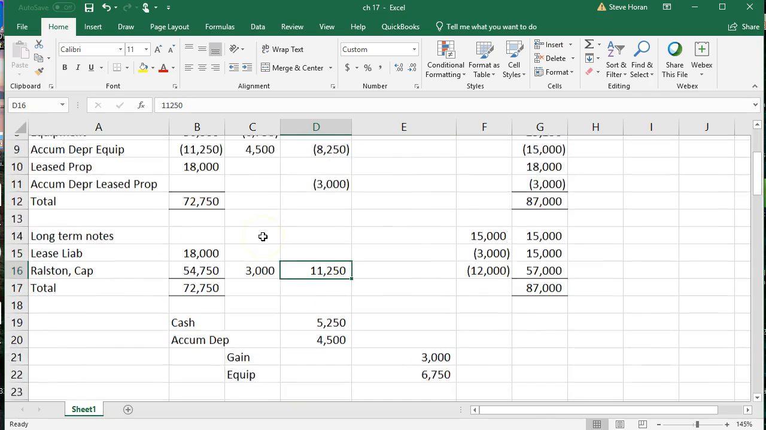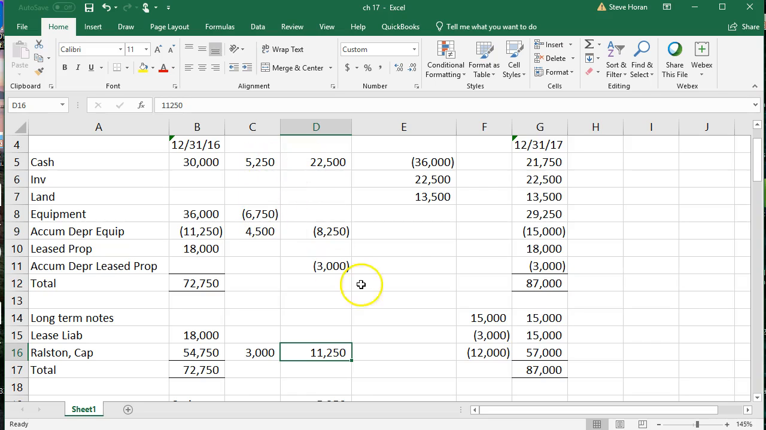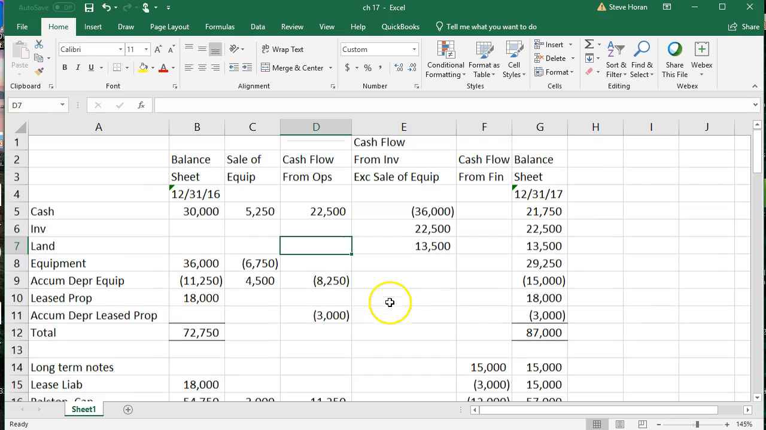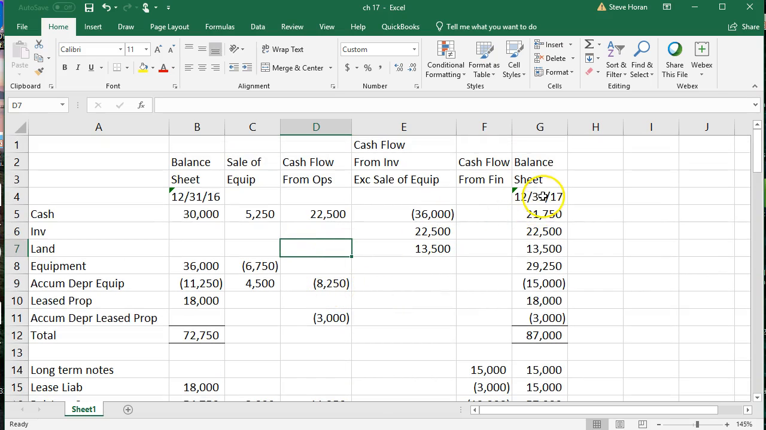Just to show you this, every column has to balance. That's really important, which I wasn't paying attention to very well. I missed out on this one. That one didn't balance, but now we're good to go. It's a matter of backing into that final balance sheet. Okay, then you're good to go.